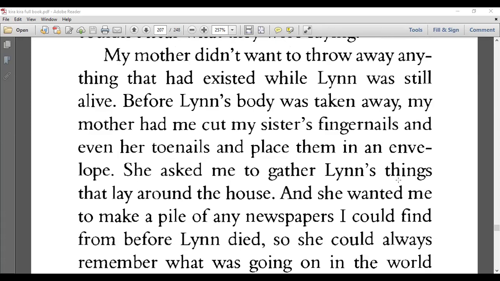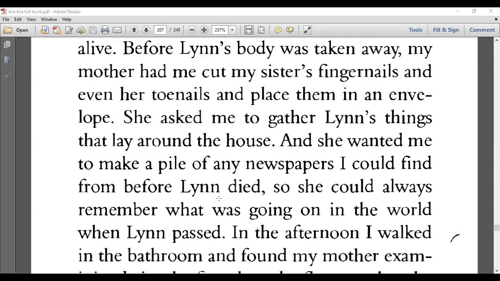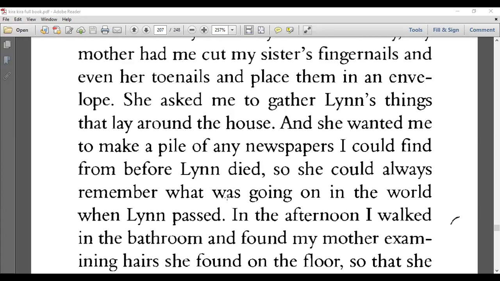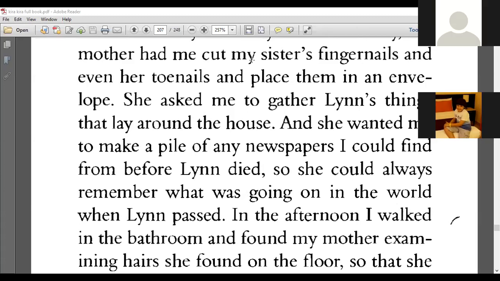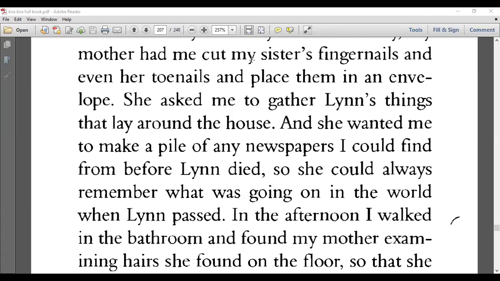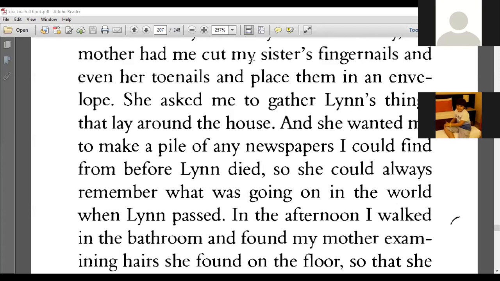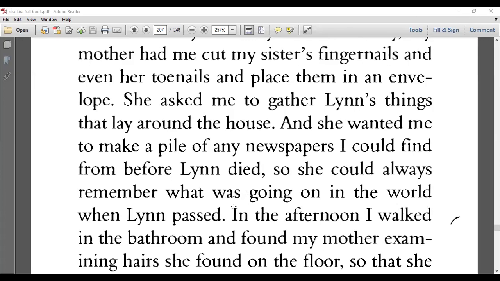She asked me to gather Lynn's things that lay around the house, and she wanted me to make a pile of any newspapers I could find from before Lynn died, so she could always remember what was going on in the world when Lynn passed away. So again, here we see holding on to memories, because memories could be very important, and they act as good reminders of the person that they lost.